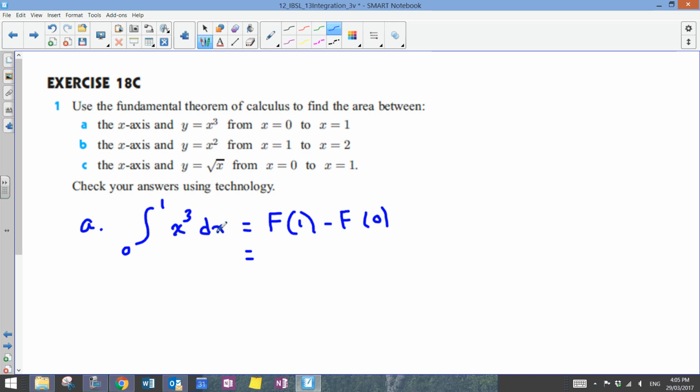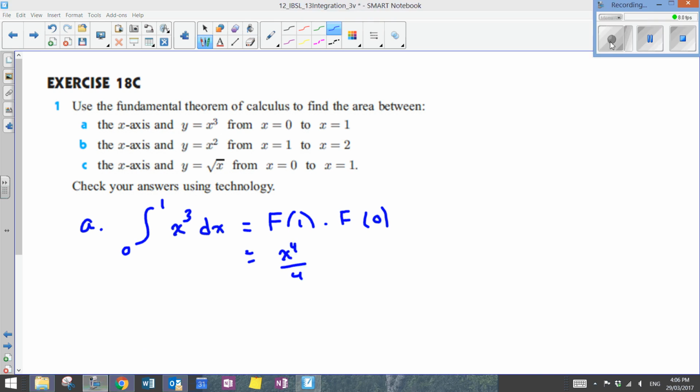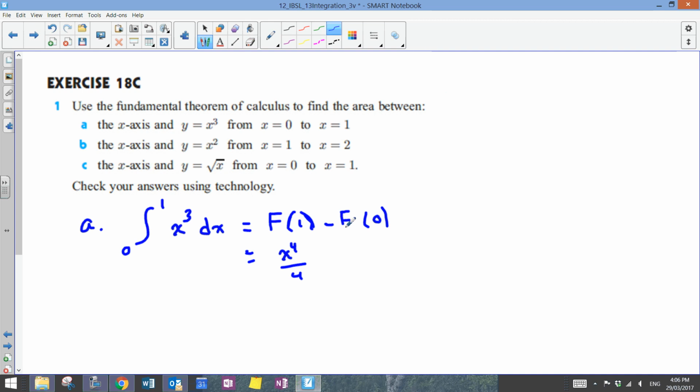So what I'm going to do is take the expression for my antiderivative. x cubed is now going to be x to the 4th divided by 4, evaluated between 0 and 1. For your notation, you can use hard brackets. Sometimes you'll also just see a straight line from 0 to 1, or you'll see x to the 4th over 4 in hard brackets, and then you'll put the 0 and the 1 to the right.